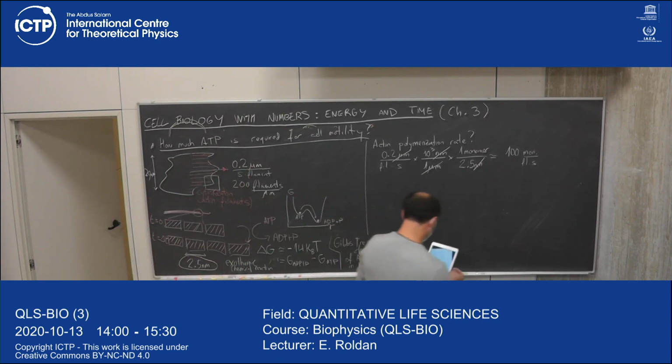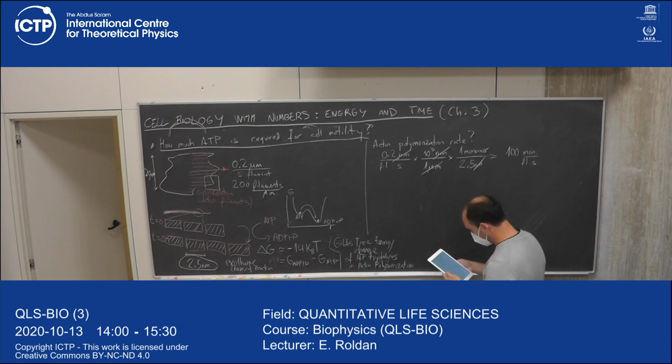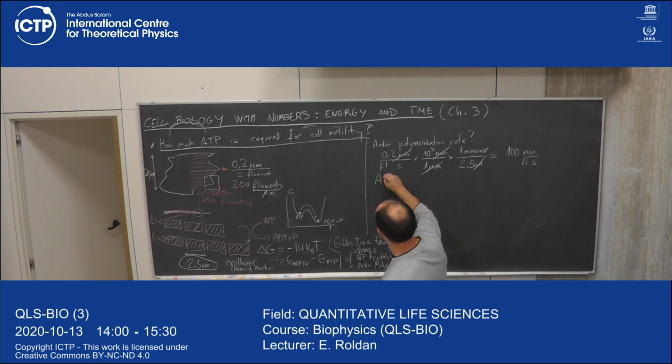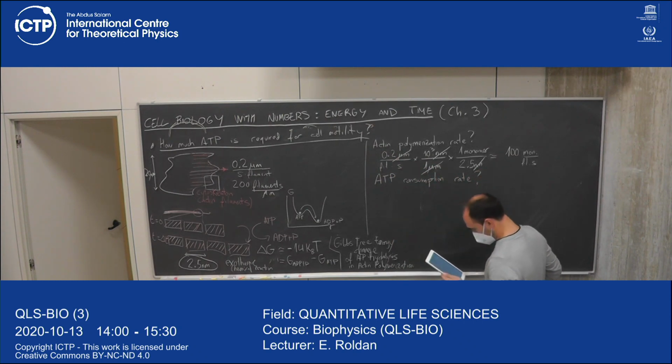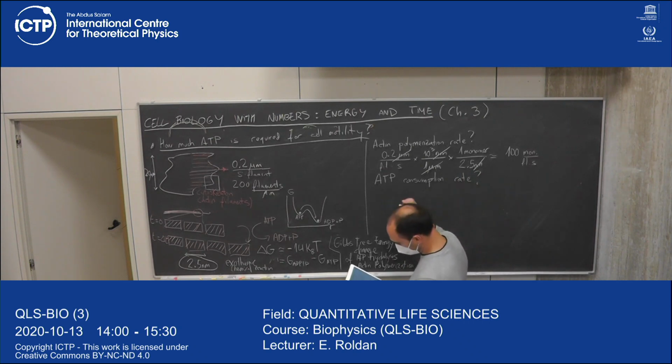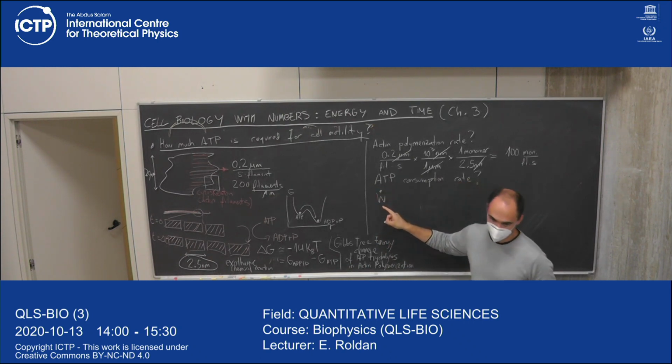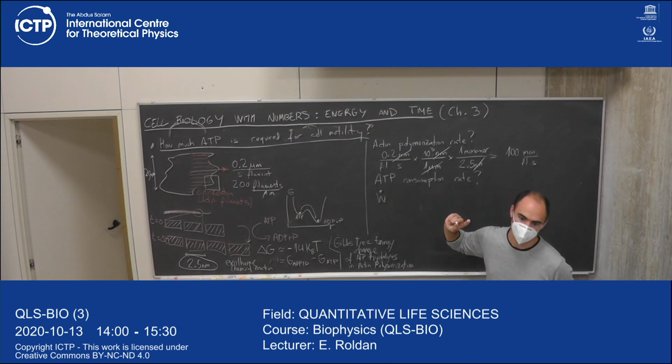So let me show you how this can be done. I will now calculate the ATP consumption rate, which is what I want to calculate from the beginning. Let me call it W dot. Why W dot? This is like work per unit of time. How much work am I doing? Work is energy in this context per unit of time.